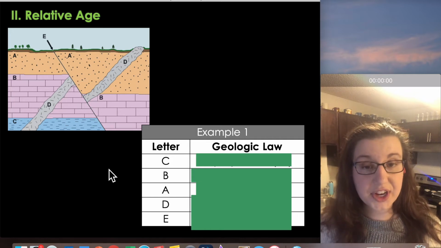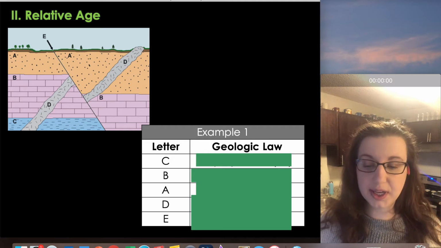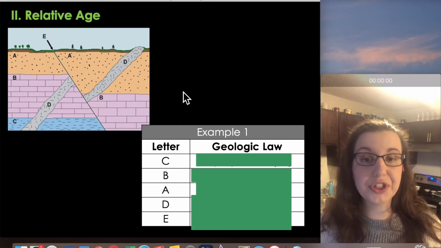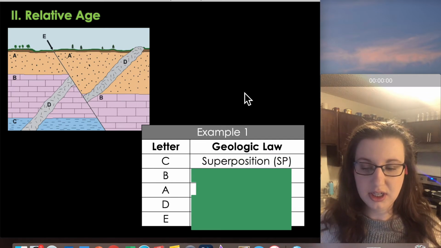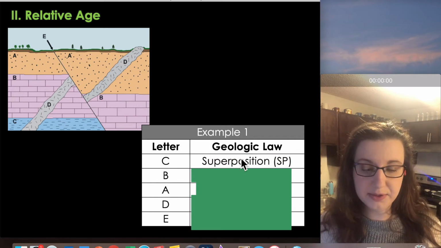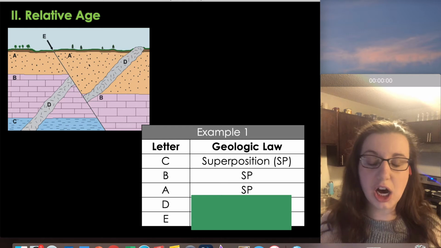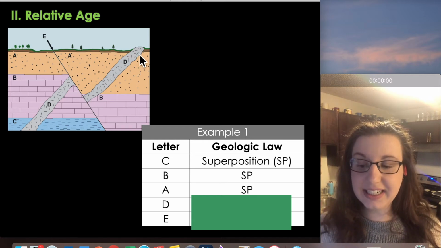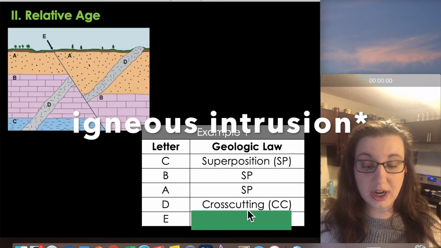And another thing I'm going to ask you to do is tell me why you think this is the oldest or the youngest. You're basically just going to tell me which law this relates to. So C is on the bottom, so that would be superposition. Same with B and A, just going oldest to youngest. That is citing the law of superposition. Then D, because it is an igneous intrusion no matter what, that is going to be cross-cutting.